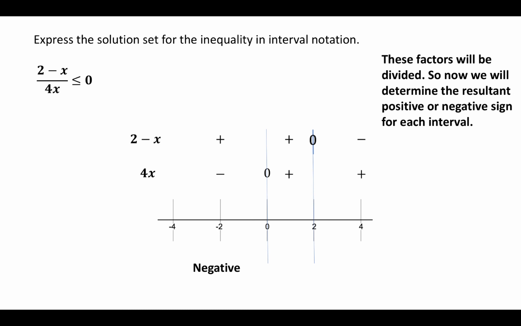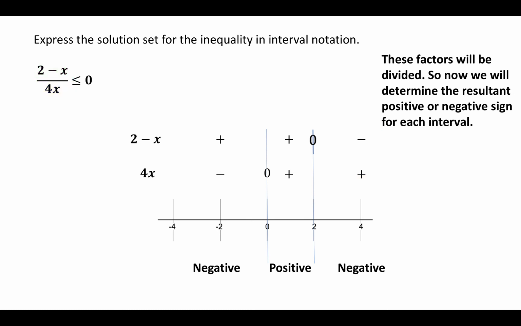In the interval from -infinity to 0, we would be dividing a positive value by a negative value. This result would be negative. In the interval between 0 and 2, we would be dividing a positive value by another positive value, and that result would be positive. In the interval from 2 to infinity, we would be dividing a negative value by a positive value, and that result would be negative.